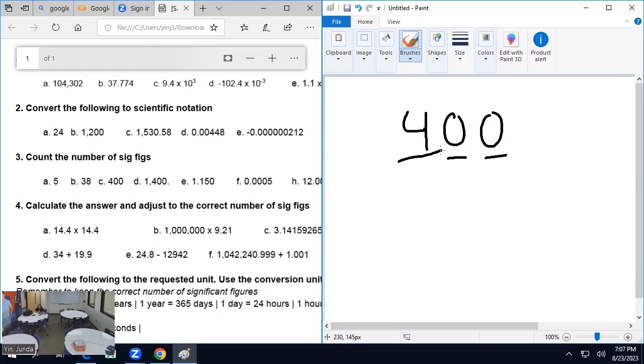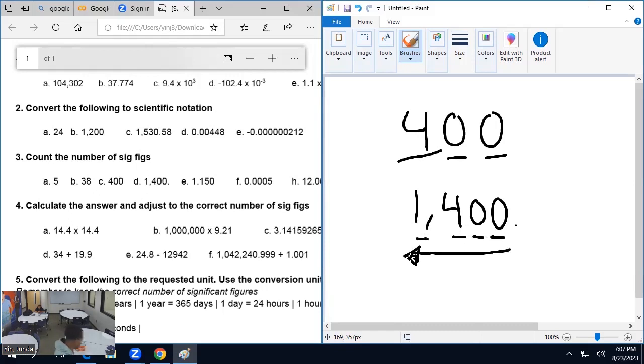All right, what about 1,400? 1, 2, 3, 4. That is correct. Why did you go with 4? Because it has a decimal at the end. You can see that? That's nice. Yeah, I see a dot. That dot will tell you that everything in this direction is significant.